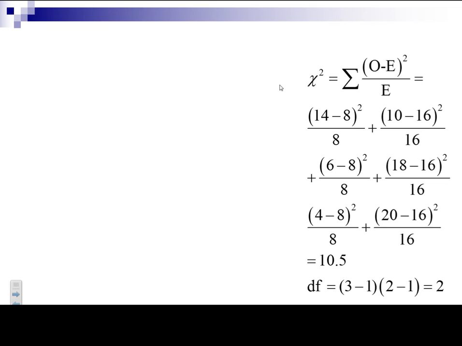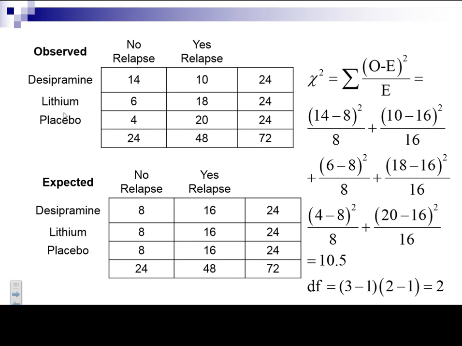So here's what the test would look like. Here are your 2 tables. Here are our expected counts. Here are our observed counts. And just like always, we go 14 minus 8 squared divided by 8, plus and so on. And we would end up with our chi-square of 10.5, degrees of freedom 2. We go to our chart and we see whether that distribution is independent or not. Okay. Now, just that simple.